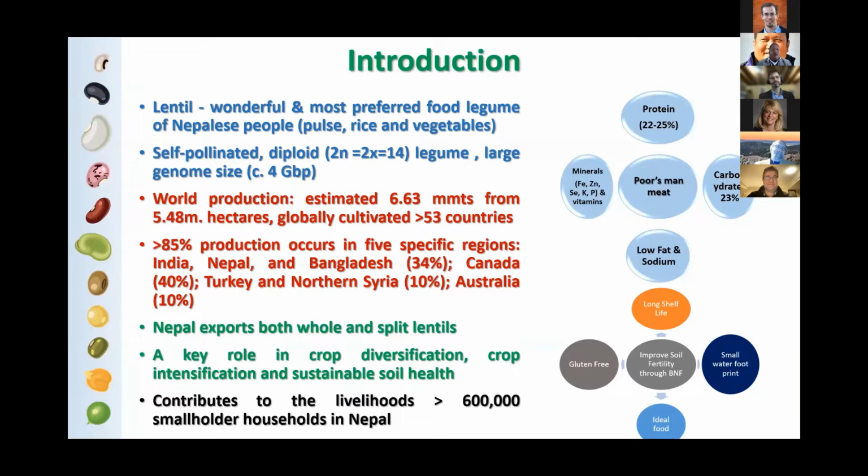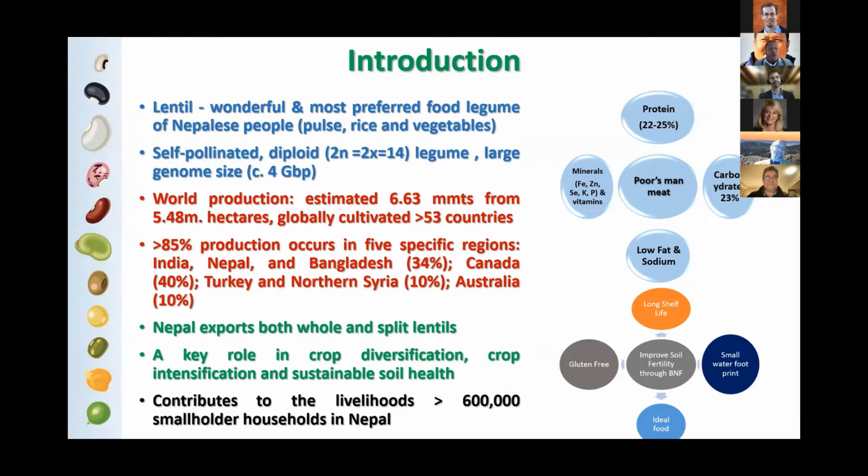In my presentation, I will highlight a short introduction, the scenario, and demands. Lentil is one of the most wonderful and most preferred legumes of Nepalese people. Nepalese food means pulse, rice, and vegetables, because of high concentration of protein, minerals, and having low fat and sodium. And it's an ideal food because it is gluten-free. It's self-pollinated, diploid, having a large genome size.